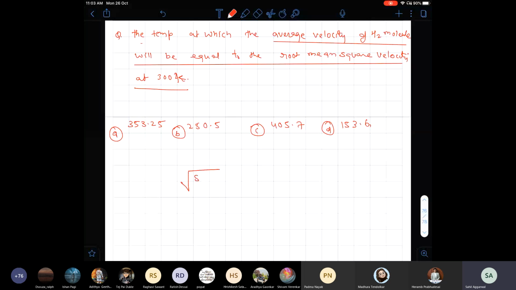So root 8RT by pi M will be equals to root 3RT by M, and this is 300. Very good, yes. It will be 353.25 Kelvin. So just the calculation based question they are.